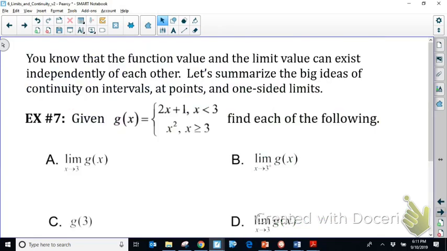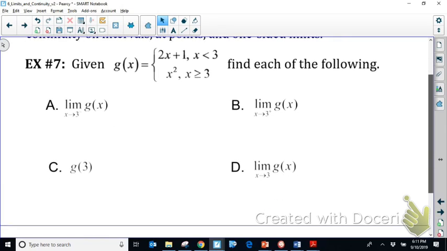Now here, this is going to be, I believe, our last example, which is good because we're already at about 5 minutes in a 4-part series of videos here. Now what we're going to be looking at, you know the function value and the limit value can exist independently of each other. Let's summarize the big ideas of continuity on intervals and points on one side to limits.